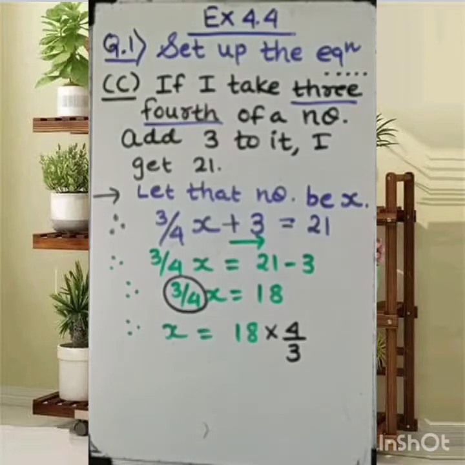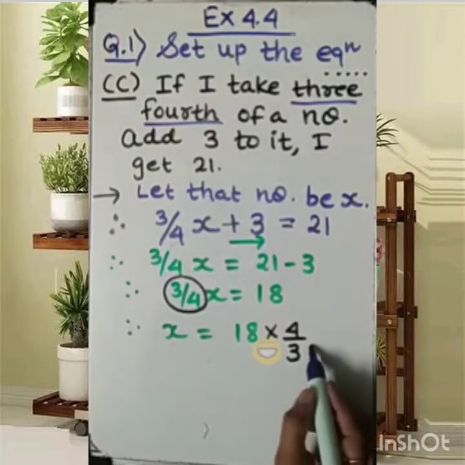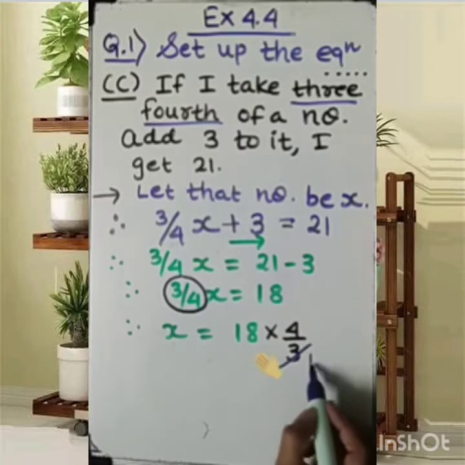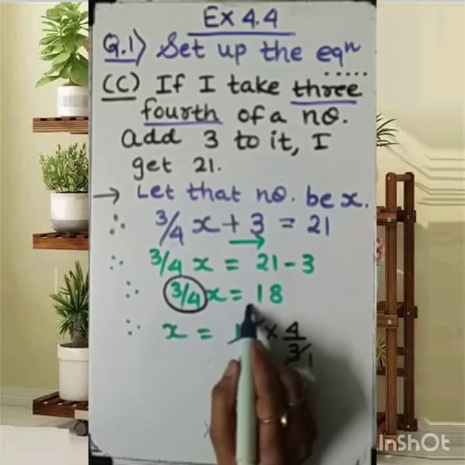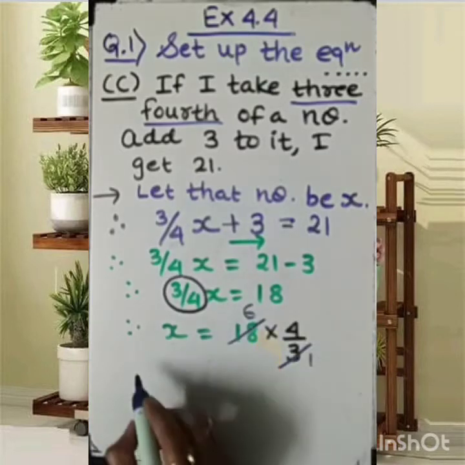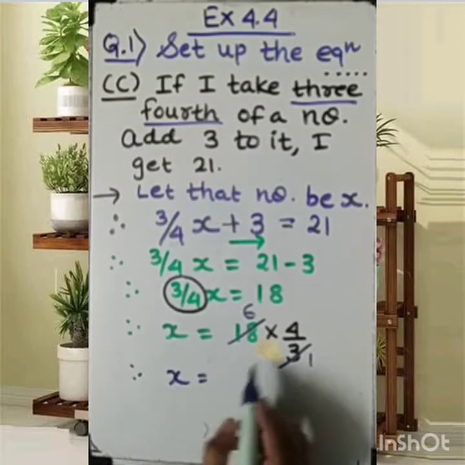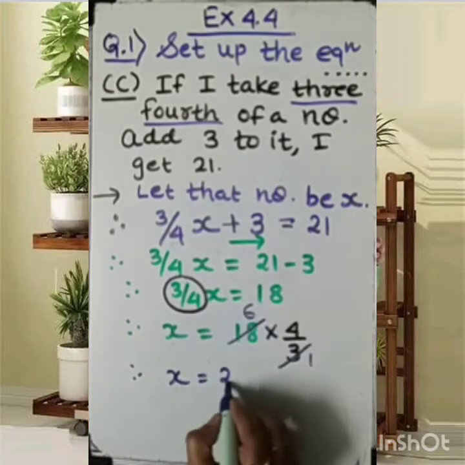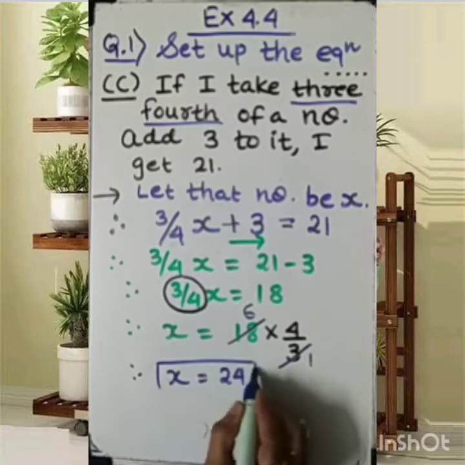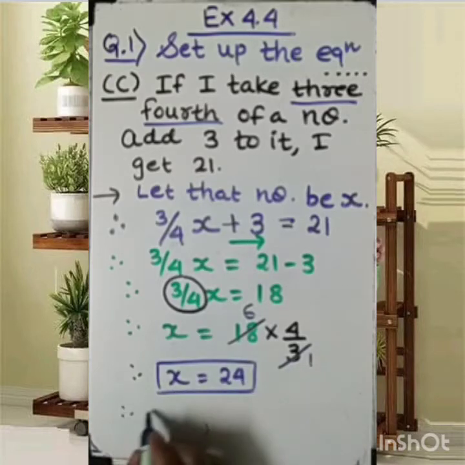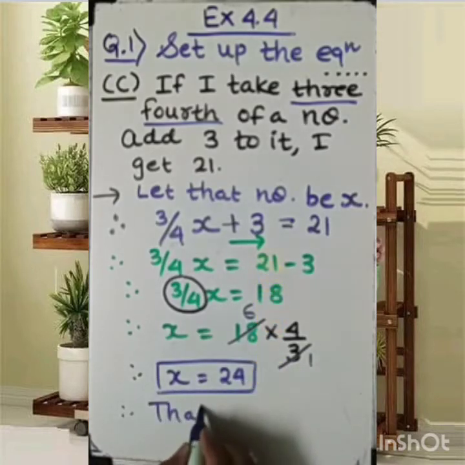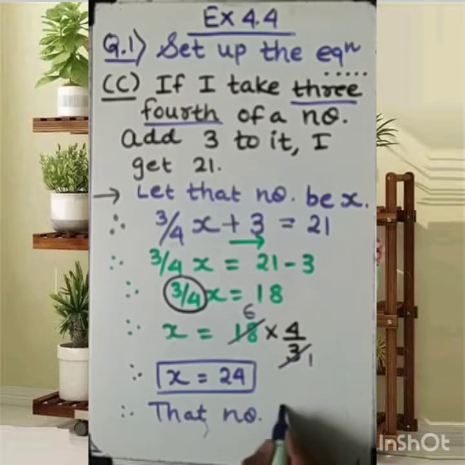Let's try to cancel now. If we recall the table of 3, then 3 1s are 3, 3 4s are 12. So my dear student, x equals 6 4s are 24. That's why we need to write here, therefore that number is 24.